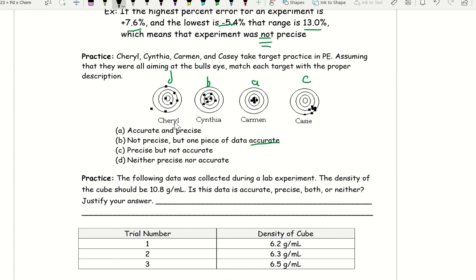The following data was collected using a lab experiment. The density of the cube is 10.8 grams per milliliter. Is this data correct, accurate, precise, or both? Justify your answer. All right, so when we look at this, we say the actual amount is 10.8 grams per milliliter. And what's the resulting error here?